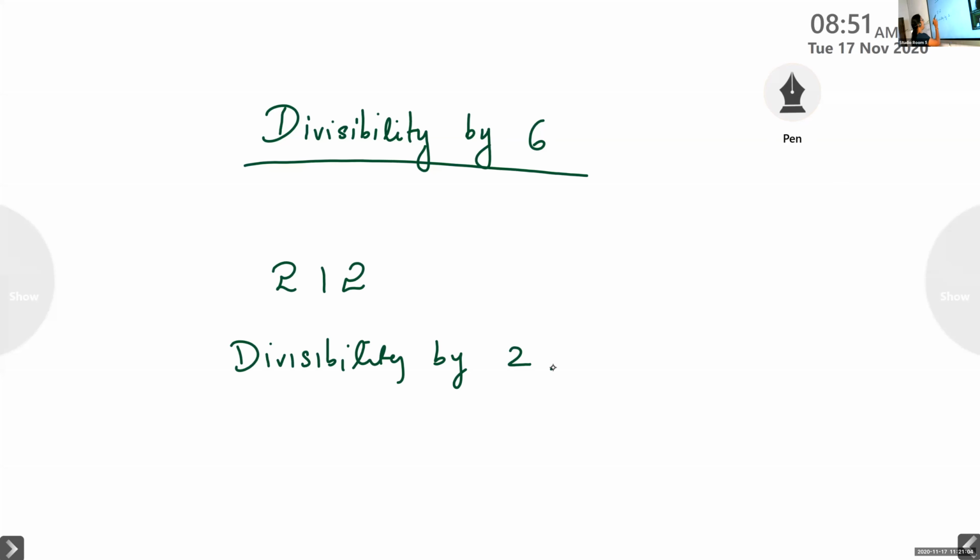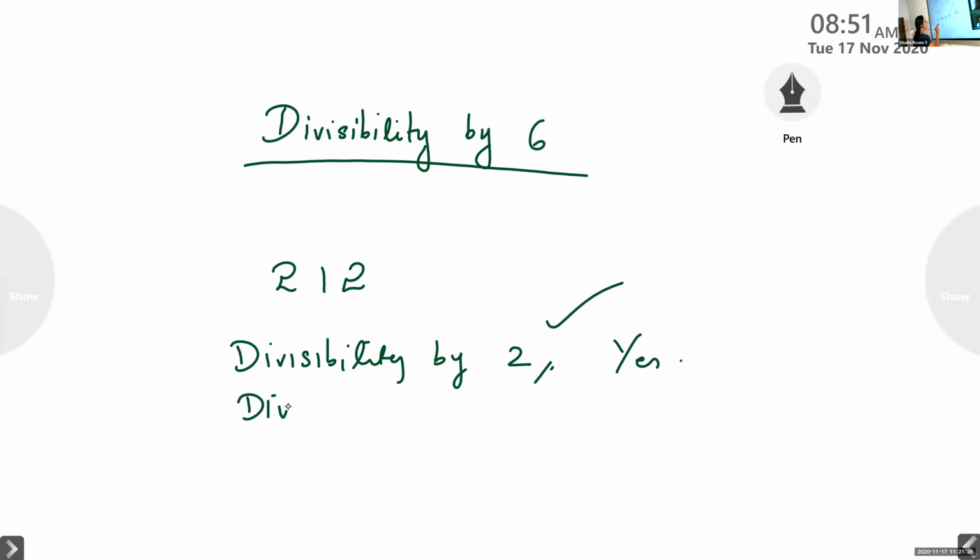Clear? So 212, how will you check the divisibility by 2? Ma'am, the unit number should be an even number. Even number. So you check whether unit number is an even number. Yes, ma'am. So it satisfies. Divisibility by 2 satisfies.